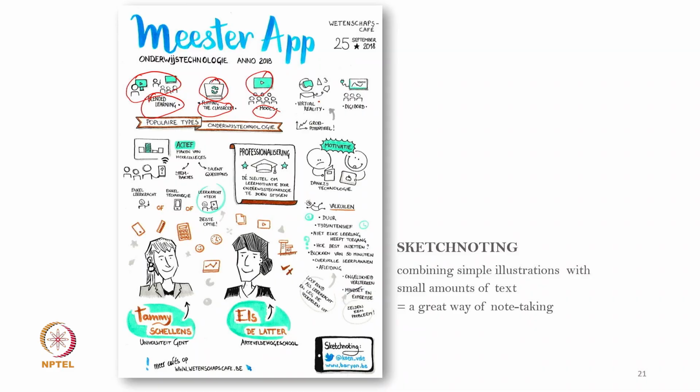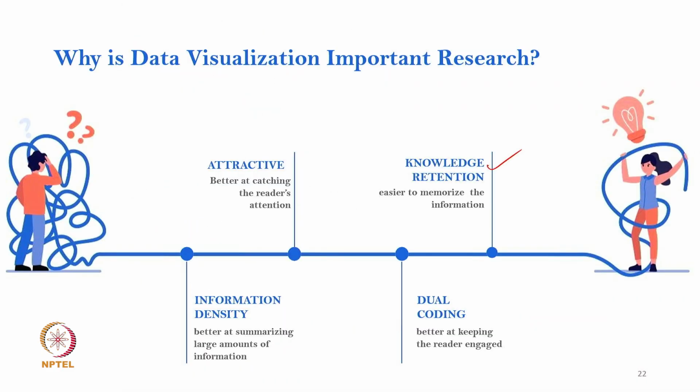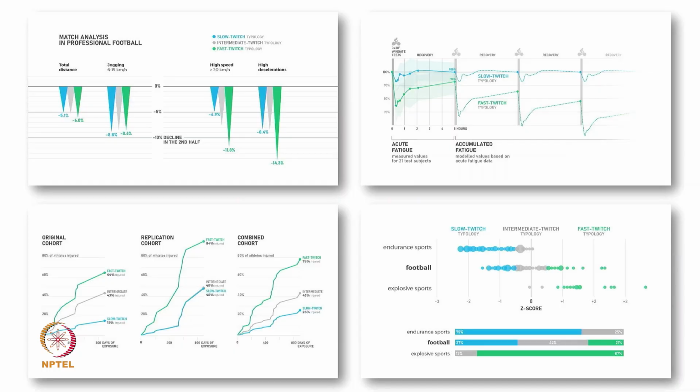Sketchnoting is another way to represent simple information in a graphical way, in both textual and graphical manner. Data visualization can help with knowledge retention by making the data easier to understand and highlighting important information. Visualization can improve decision quality by transforming complex and abstract data into clear and engaging graphics. There are a few examples given on the screen here. See, this is how scientific research is being presented.